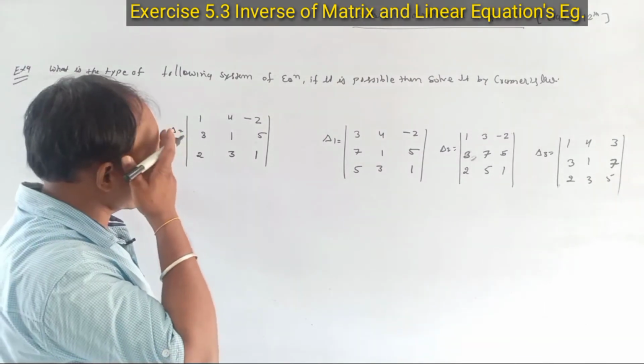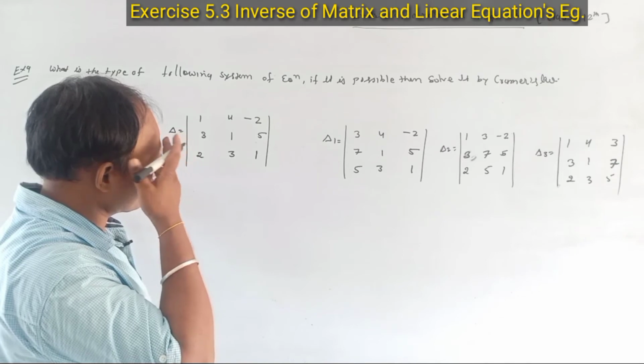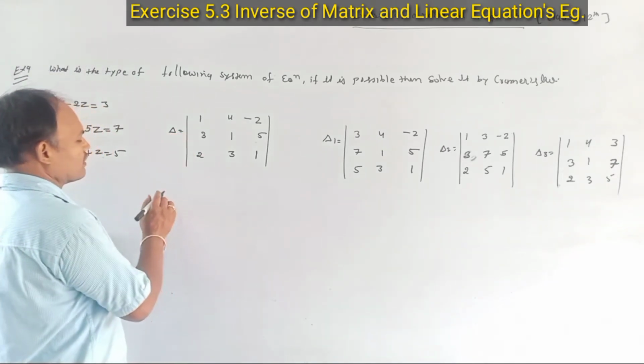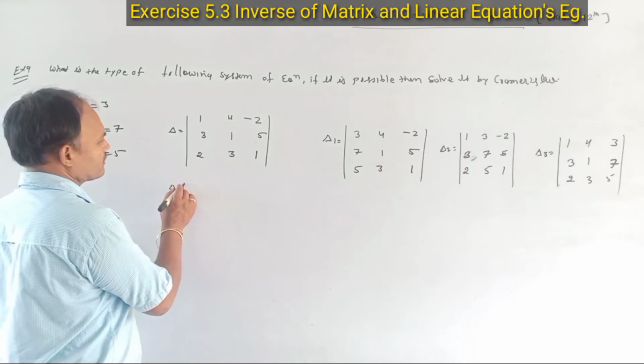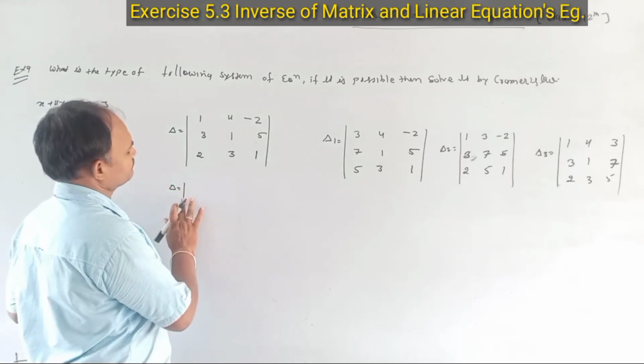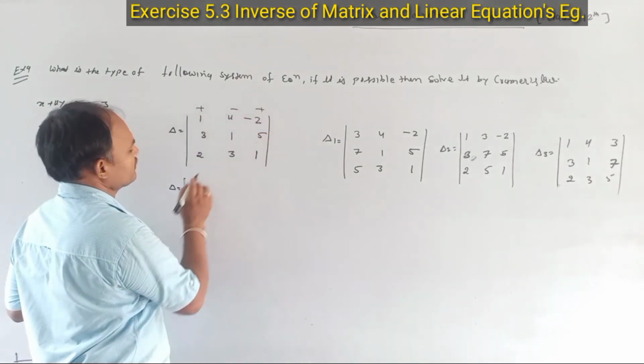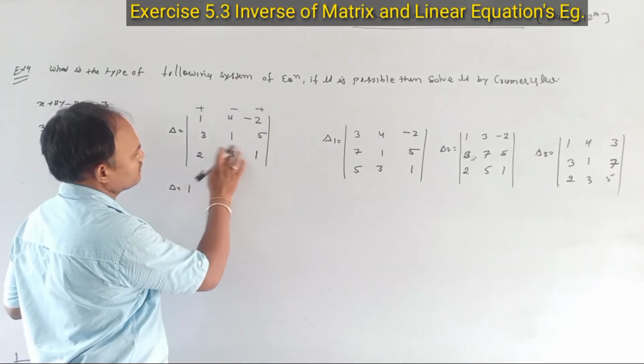So students, these are values. Now we are going to solve this question. Now we have to find all the determinants. So delta equals, with signs plus, minus, plus. So we can say that it is 1.